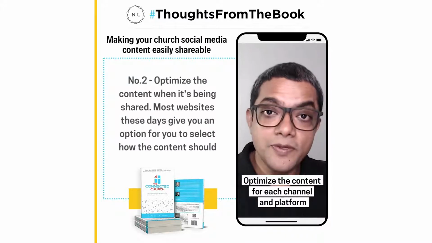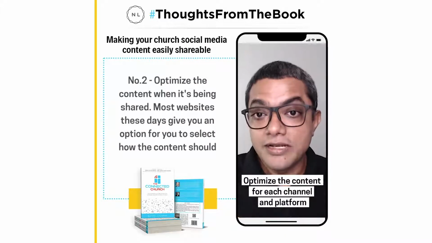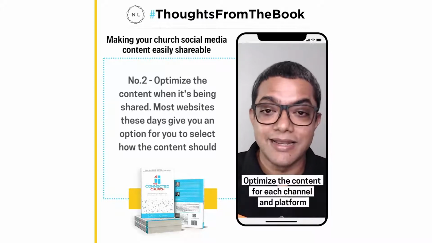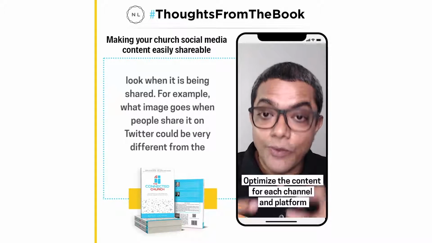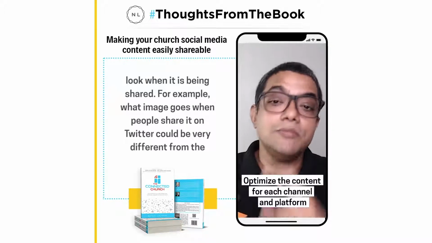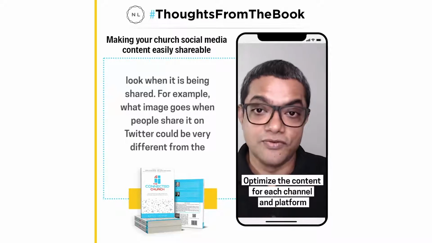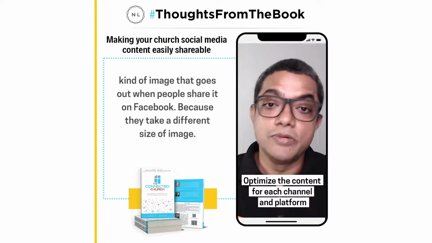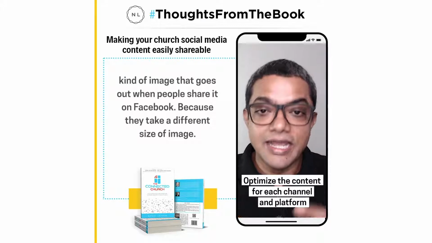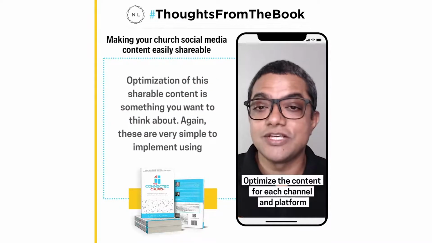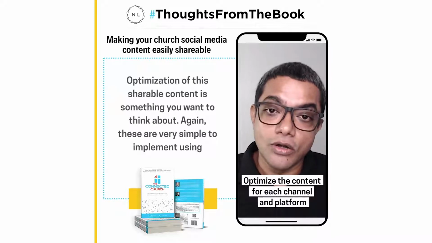Number 2, optimize the content when it's being shared. Most websites these days give you option for you to select how the content should look when it is being shared. For example, what image goes when people share it on Twitter could be very different from the kind of image that goes out when people share it on Facebook, because they take different size of image and so on. So optimization of a shareable content is something you want to think about.